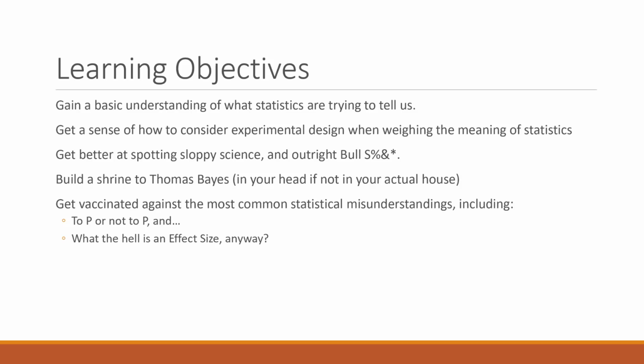And get vaccinated against the most common statistical misunderstandings. There are misunderstandings in science and statistics and how they work, and you're going to get vaccinated against them today, which is a good thing because it's flu season and vaccines are good. Always get your vaccines. The first one is to pee or not to pee. If you don't know what that means, you're going to know what that means. So to understand what the letter P means in statistics and why you need to understand what it is and what it isn't, and then what the hell is an effect size anyway. So we're going to get on with that.